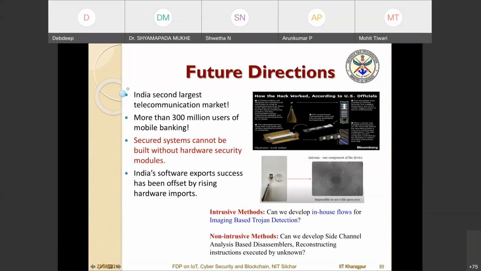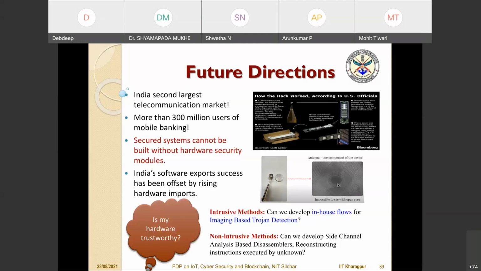One of the things that we have set up, or are setting up, in our institute is what is called an SEM and FIB. You can see that this is a small chip, a MEMS chip, and on the right hand side you can see an antenna. You can see the amount of magnification that has been done, which is impossible to see with open eyes. And we are trying to see whether you can have a systematic technique of obtaining these images and then doing image processing, machine learning, and so on, to develop an in-house flow for imaging-based Trojan detection.